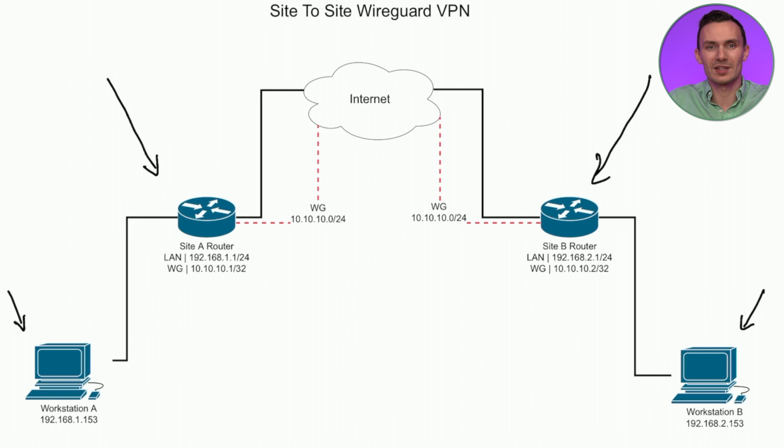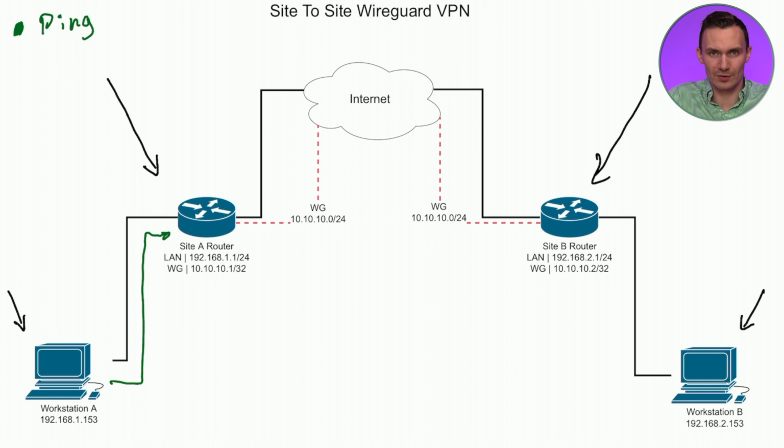Let's demonstrate this with an example using Workstation A and ping. Workstation A initiates a ping to Workstation B. The ping then travels to Site A router. Site A router sees Workstation B's IP address and then looks at the routing table to see where to send the ping. The routing table says to send the ping over the WireGuard interface, and the ping is then sent to WireGuard.